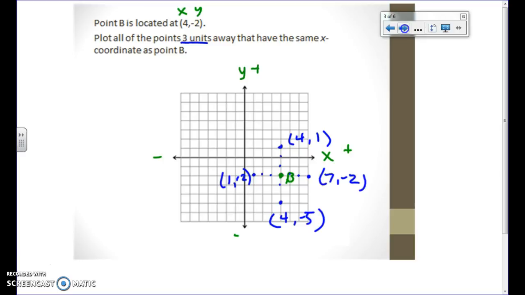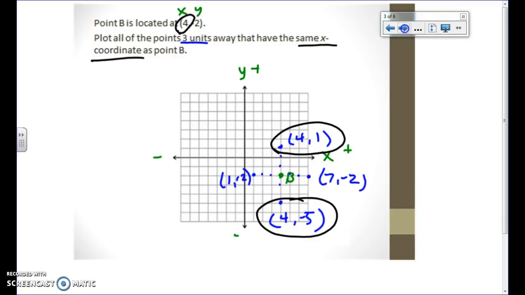However, this particular question asks us which ones have the same x-coordinate. So in this case, if B has an x-coordinate of 4, then the other points that have an x-coordinate of 4 would be at 4, 1 and 4, -5. All right.